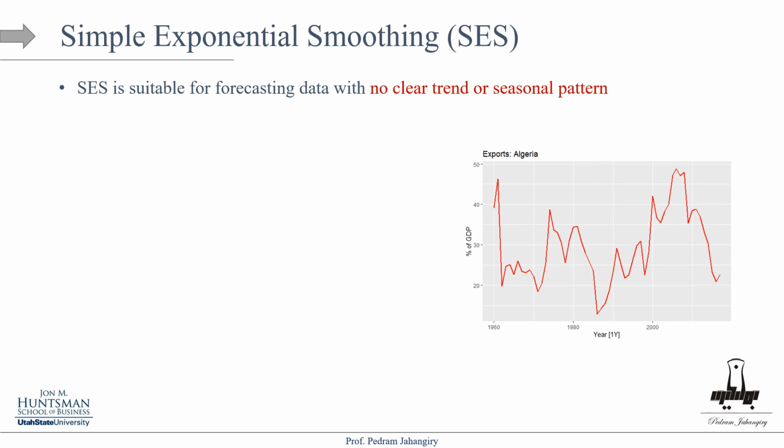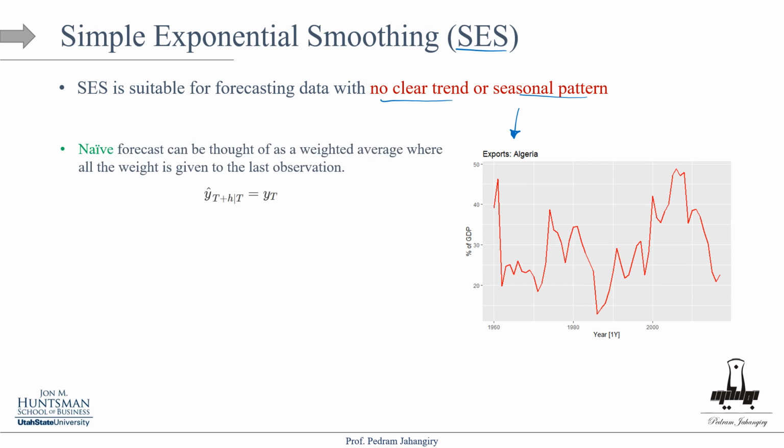All right, so let's start with our first method, which is simple exponential smoothing, right? As I said earlier, SES is suitable for forecasting data with no clear trend or seasonal pattern. Here's an example. And remember, we are going to predict just one level, and that's what we're going to use for projections into the future. So our naive forecaster, we said it's something between naive and mean, right? The naive forecaster is going to give all the weight to the last observation. So this is what the naive is going to do.